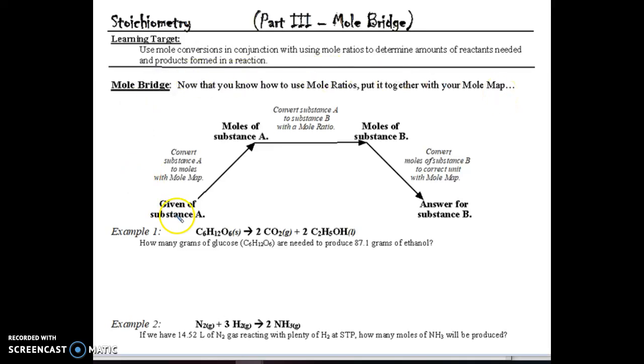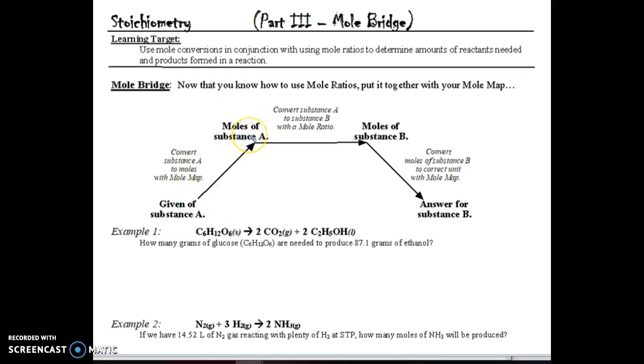If you take a look at the mole bridge, we are going to start with a given quantity of a substance, and we're going to call that substance A. Depending on if that substance is given in moles or in a unit other than moles, I'm going to have to convert it to moles. Using a conversion from my mole map, I'm going to get that substance from, let's say, grams to moles, or liters of a gas to moles of that gas.